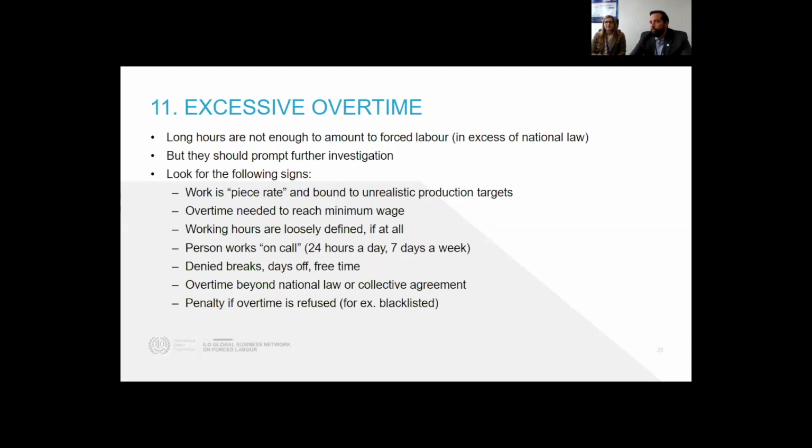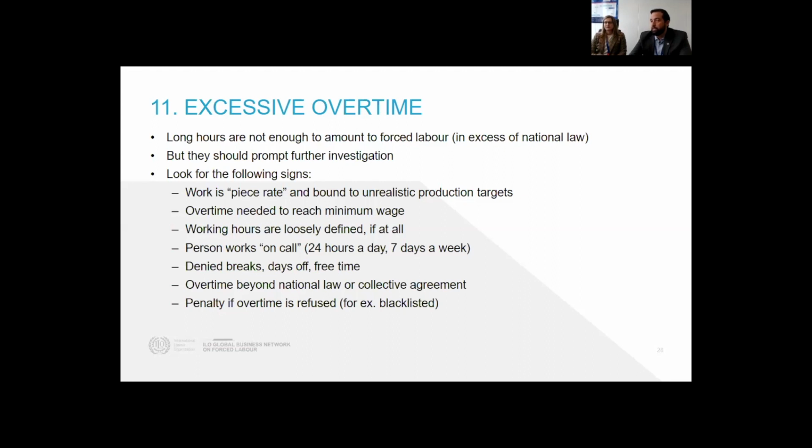And lastly, excessive overtime. Excessive overtime doesn't mean that long hours would amount to forced labor, of course, in excess of national legislation. We always have to be careful to look into the national and legal context. But excessive overtime also means the work that the worker has to endure during the times that he or she is actually executing the job. So they should always prompt for further investigation.